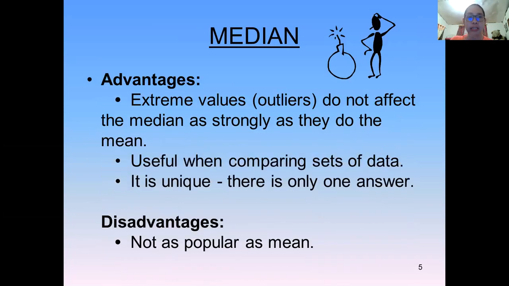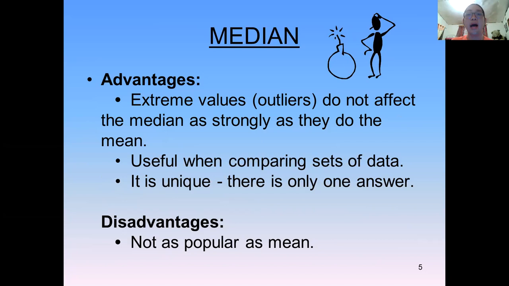So next is the median. So median, one of its advantages, is that extreme values or outliers do not affect the median as strongly as they do the mean. Remember, as I mentioned a while ago, when there are outliers or extreme values, mean is not reliable to use because it's affected by the extreme values. However, the median is not affected by the extreme values or the outliers. So if there are outliers in a given set of data, then do not use the mean.